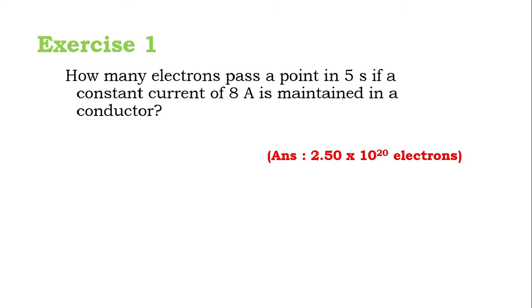Okay, so next, it goes straight to an exercise, which asks how many electrons pass a point in 5 seconds if a constant current is maintained in a conductor. So it wants us to find the value of Q. So I equals Q per T. To find Q, Q equals I T. I is given as 8, T is given as 5.